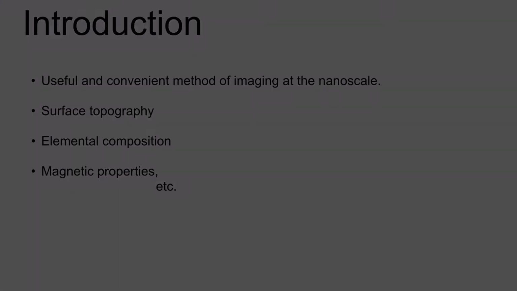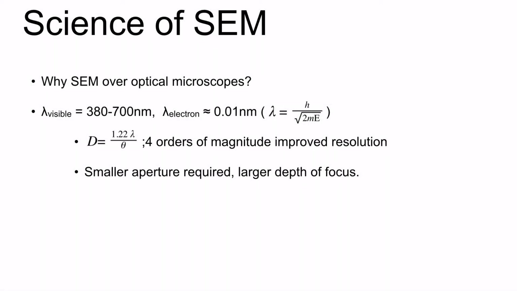The wavelength of visible light lies between 380 and 700 nanometers. Typically, for usual SEM application, the accelerating voltage for the electron beam is set to 5 to 15 kilovolts. The corresponding wavelength of an electron can be calculated from this to be around 10 to the negative 11 meters.